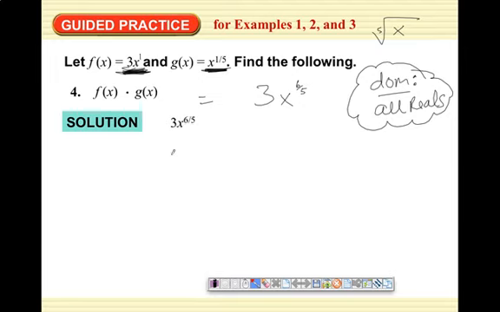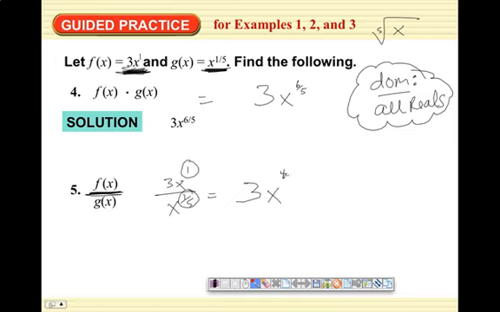And the last one, you always got to pay attention to when it's division. It's a little bit trickier. F of x is 3x, g of x is x to the 1/5. If you divide these two, you get 3x to the, at first 1 minus 1/5 is 4/5, 3x to the 4/5 power. Now, if I look at this, that's like 3 times the 5th root of x to the 4th power. So x to the 4/5 is here.